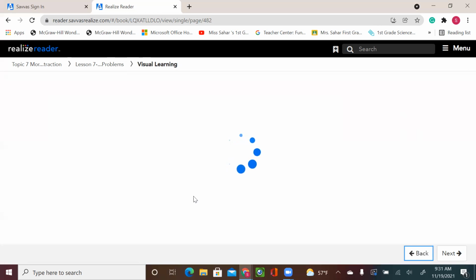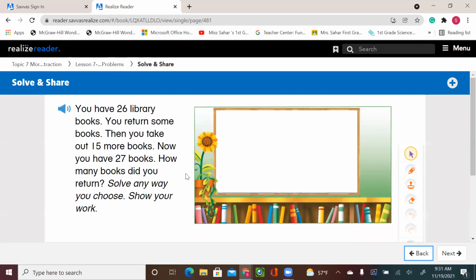First question we have in our lesson. In your book, that would be page 297. And let's put this information we just learned to find how we can solve this problem. You have 26 library books. You return some books. Then you take out 15 more books. Now you have 27 books. How many books did you return? Solve any way you choose. Show your work.